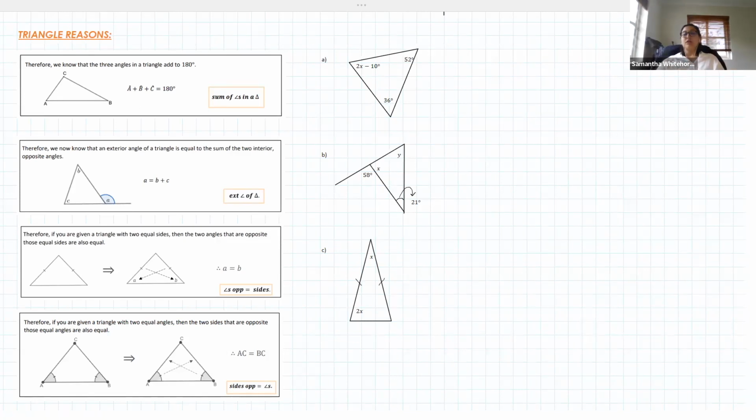In the meantime, guys, if you want to screenshot the triangle reasons that I've got there on the screen, go for it.